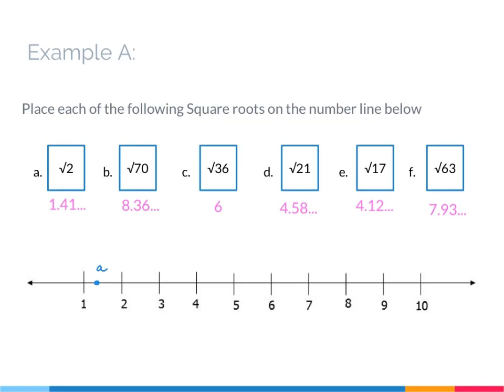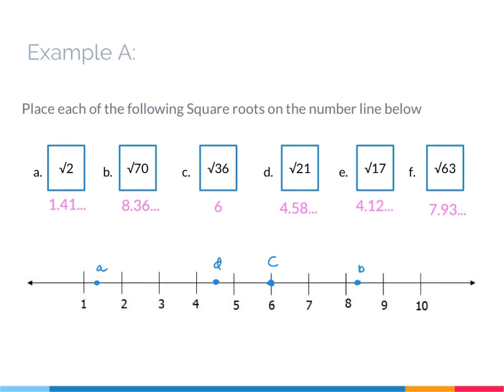Then we're going to go to 8.36, so again, between 8 and 9, probably closer towards 8, and I'm going to go ahead and put a dot, and I'm going to label that B. The square root of 36 is 6. I can put that right at the 6 and label that C. 4.58 is between 4 and 5, a little bit past the 4.5 mark. So I'm going to go ahead and put a dot there and call that D.